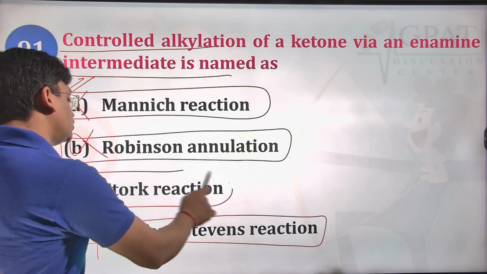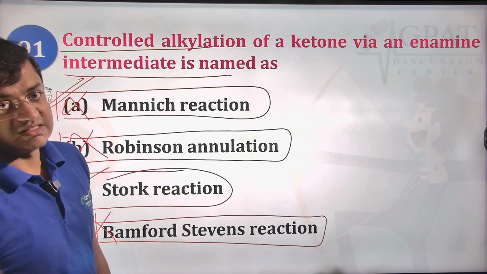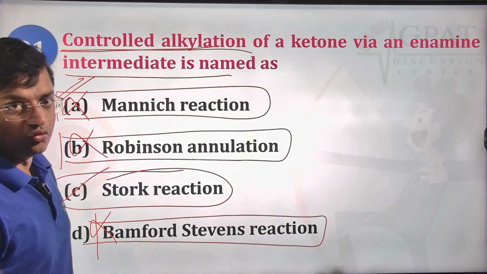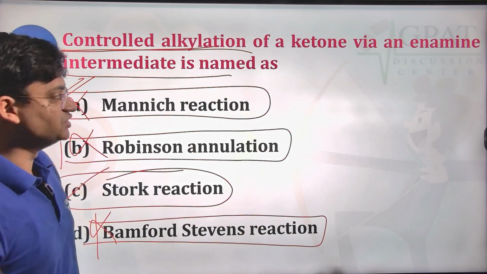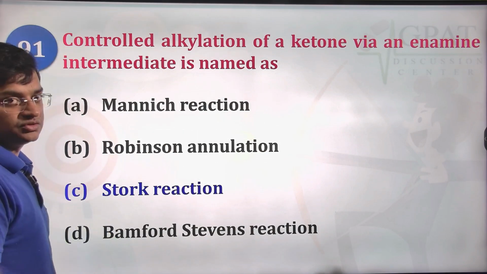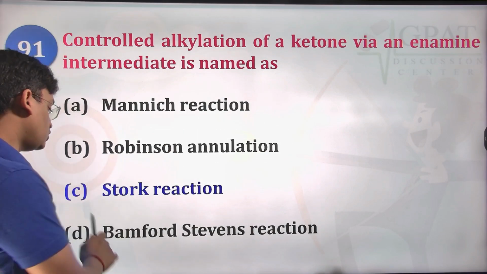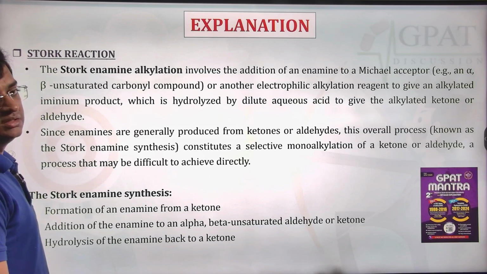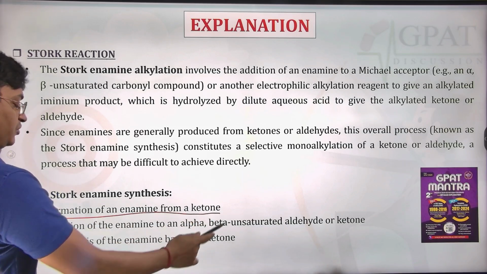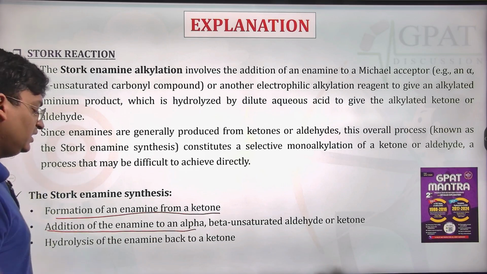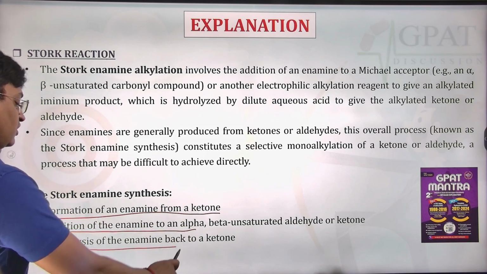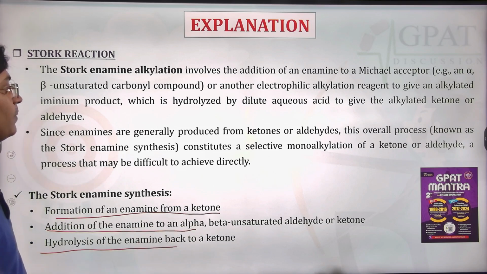This is about the Stork reaction. In the Stork reaction, we see the controlled alkylation of a ketone via enamine intermediate formation. So yes, C is the right answer for this question, the Stork reaction. Formation of an enamine from a ketone, addition of the enamine to an alpha beta unsaturated aldehyde or ketone, and hydrolysis of the enamine back to a ketone.